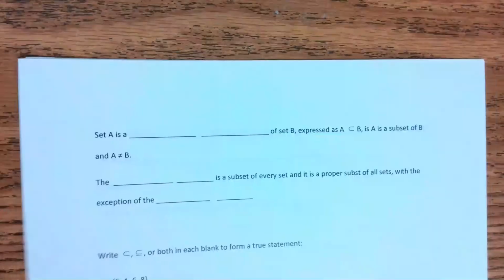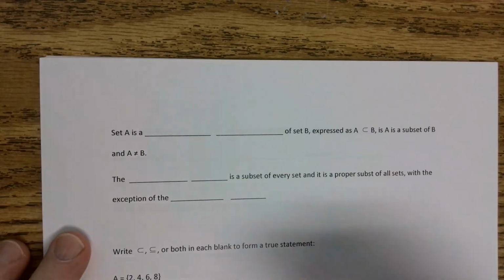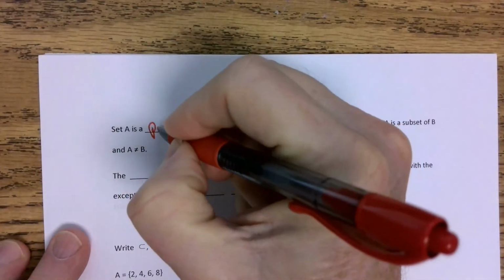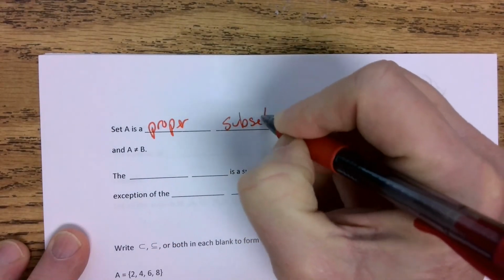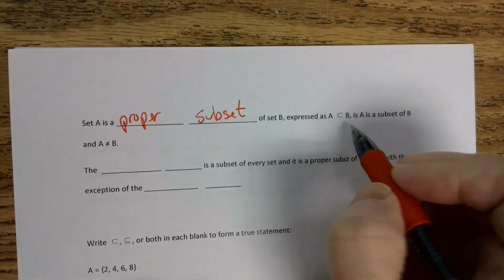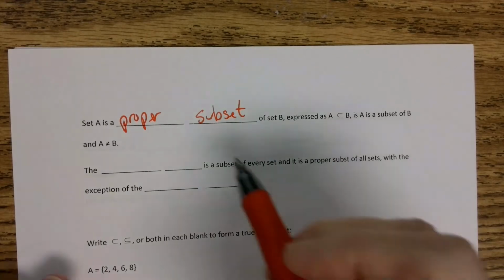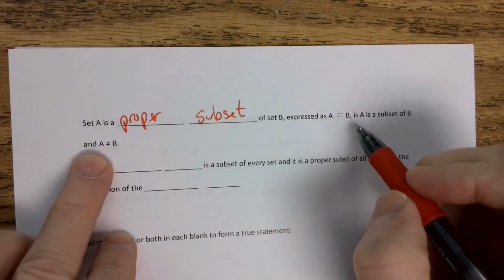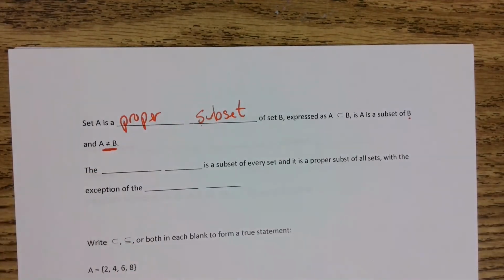Okay. But people didn't like that, and I don't like it. Okay? So they made up another little term. Set A is a proper subset, and it's expressed with just that sideways U. Okay? It's a proper subset if it is a subset of B, but it's not actually equal to B.